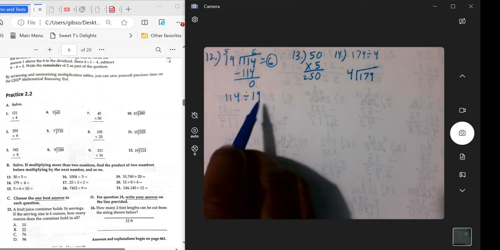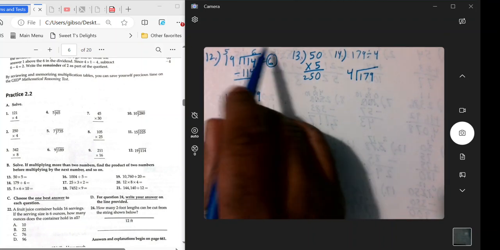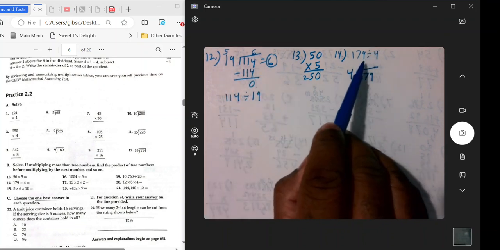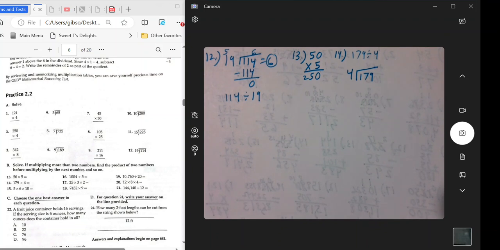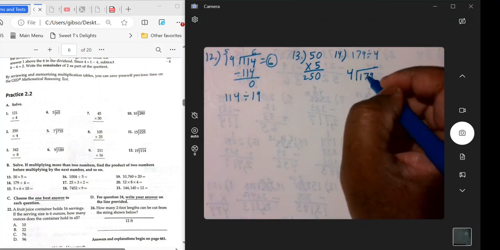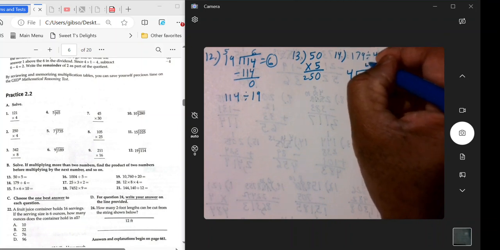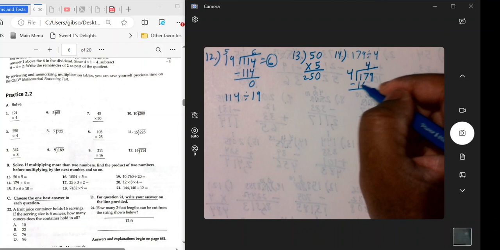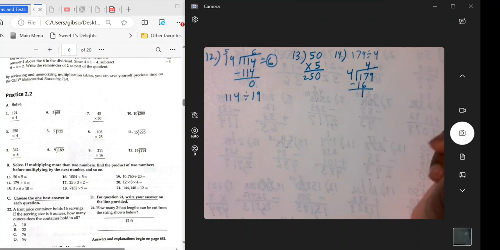Now remember, this was just an example. This problem 12 was already done, but I was showing you this as an example to further explain problem 14. So now we have 4 into 1, which is 0. 4 into 17, which is 4. So 4 times 4 is 16. 17 minus 16 is 1.